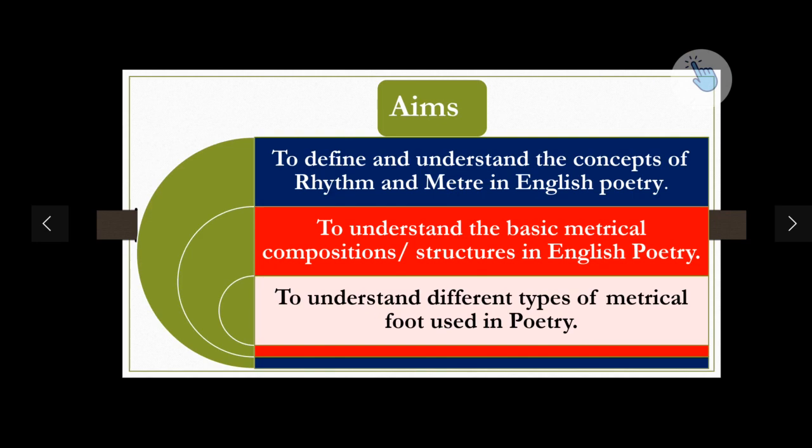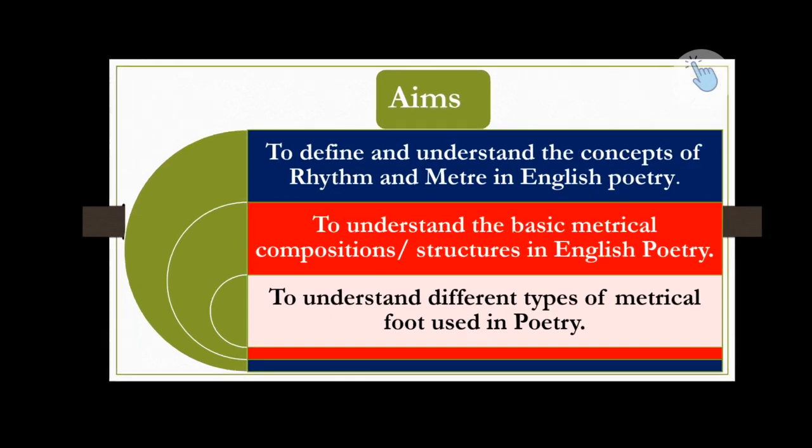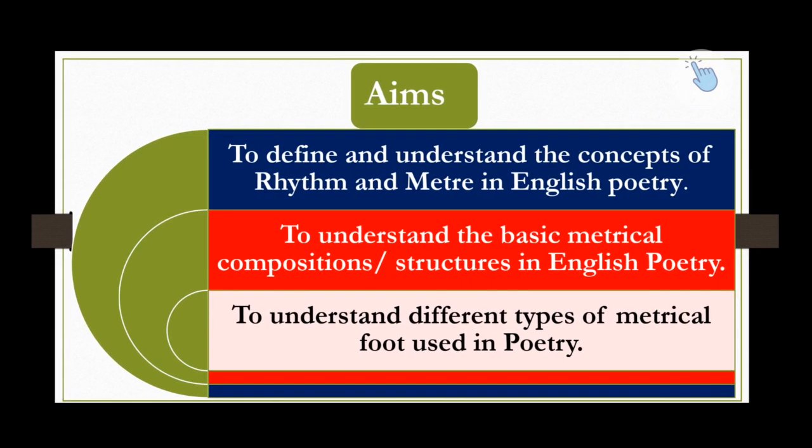Before we start our lecture, we should know what are the main aims of this session. So the first aim is to define and understand the concept of rhythm and meter in English poetry. Our second objective is to understand the basic metrical compositions or structure in English poetry. While the third and the last aim is to understand different types of metrical foot used in poetry.